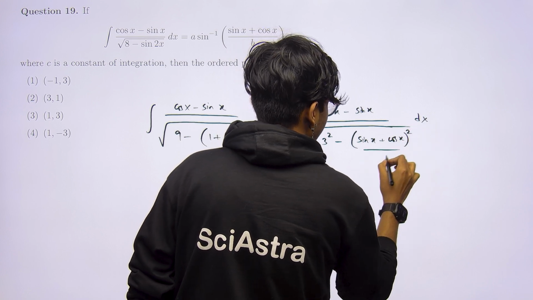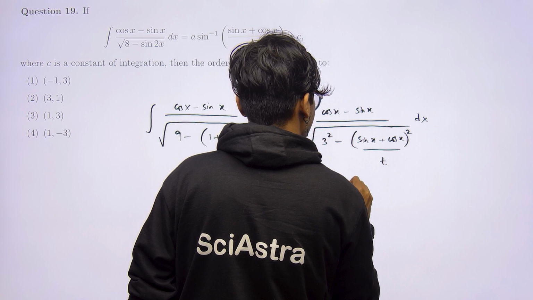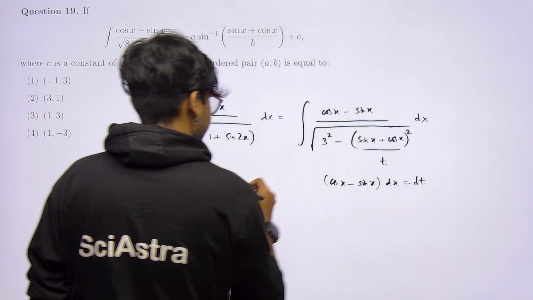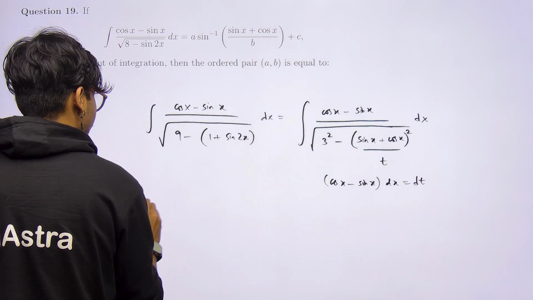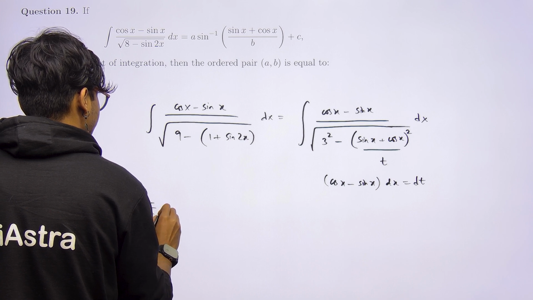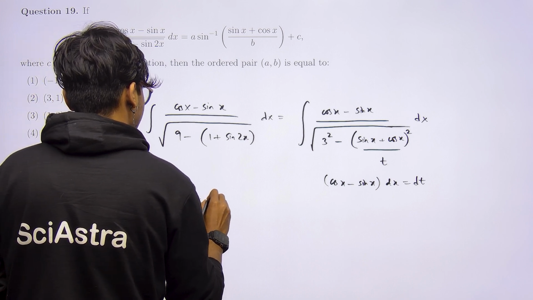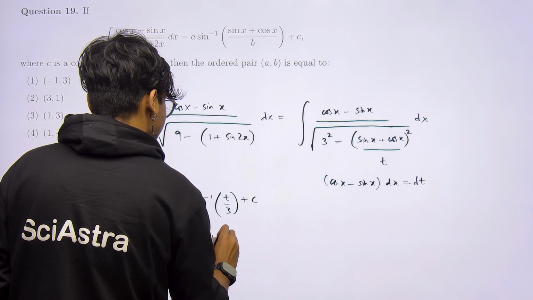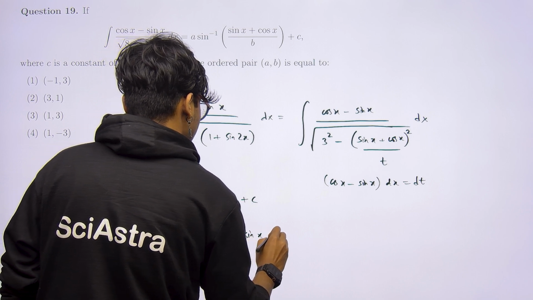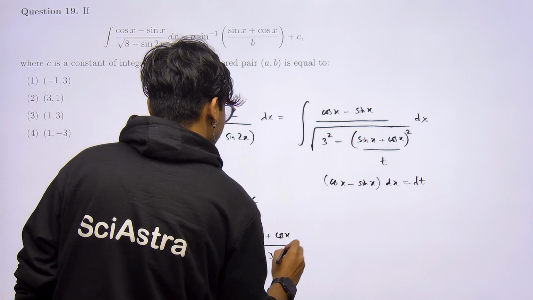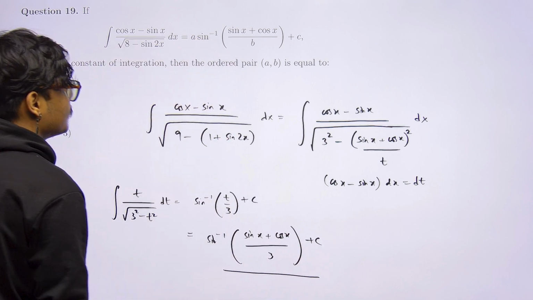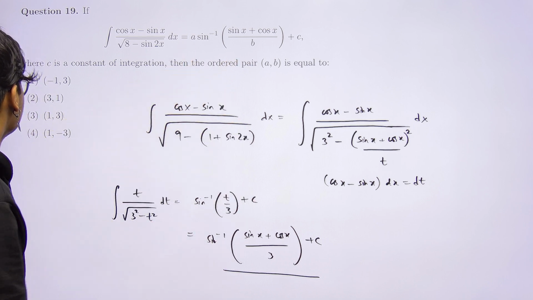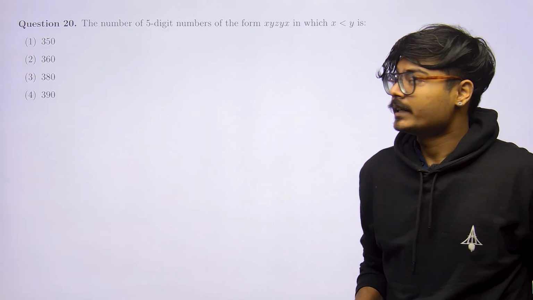Dx. So if I put sine x plus cos x as t, you'll see that cos x minus sine x dx, which is the numerator, is dt, right? So this integral is nothing but the integral of dt by root over 3 square minus t square, which is sine inverse t by 3 plus some constant. Replacing the value of t, you'll see that this turns out to be sine inverse of sine x plus cos x divided by 3 plus some constant c, right? So the right answer for this is a has to be 1, right? And b has to be 3. So your right option is option 3. Alright, coming to the next question.